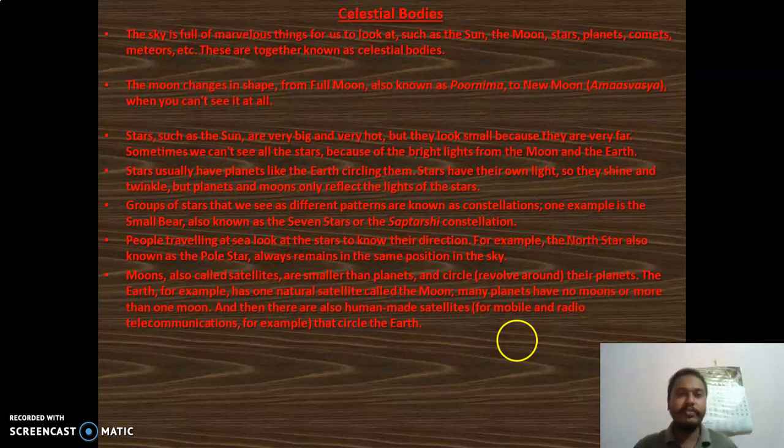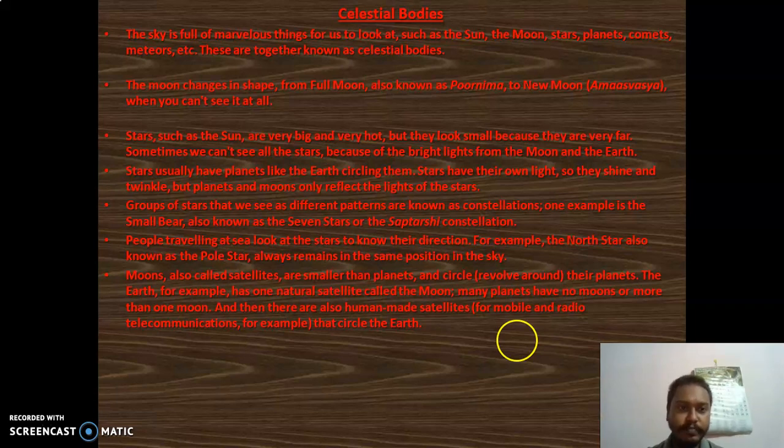Next, let's revise what you have studied till today. The sky is full of marvelous things for us to look at, such as the sun, moon, stars, planets, comets, meteoroids, etc. These are together known as celestial bodies. The moon changes in shape from full moon, also known as Poornima, to new moon, Amavasya, when you can't see it at all. The moon takes 28 days: 14 days to become half, and then again 14 days to become complete.